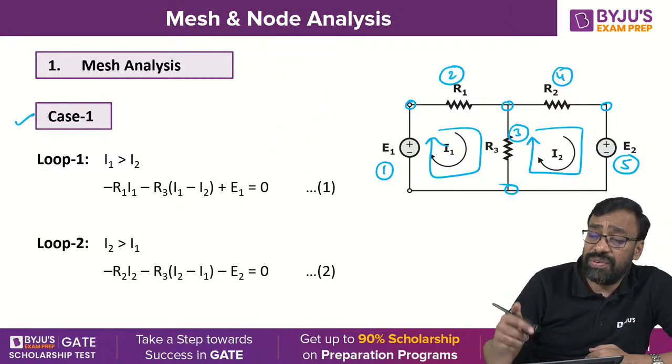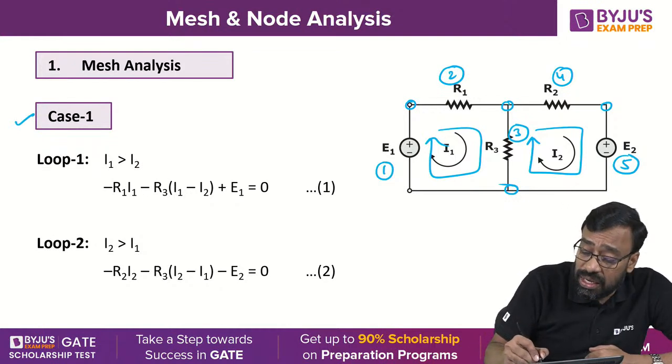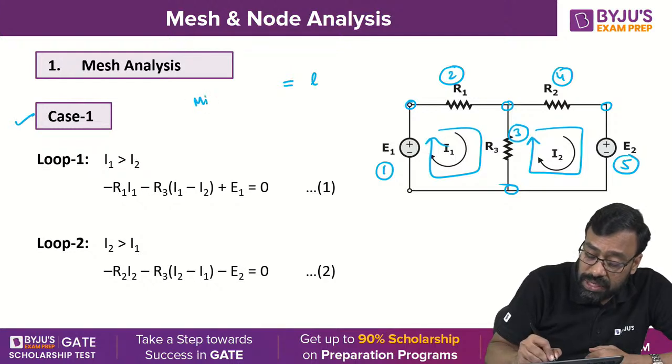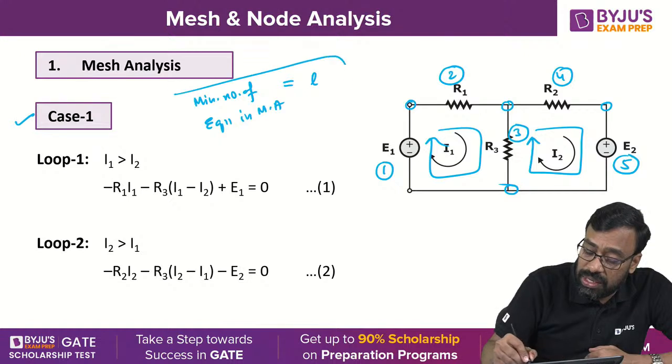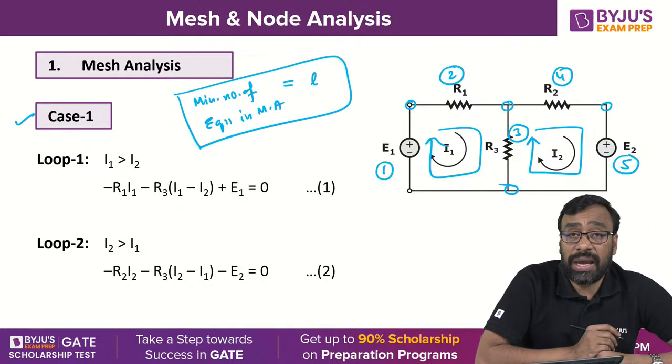The minimum number of equations required to solve the given network using mesh analysis is equal to the number of fundamental loops. Minimum number of equations required in mesh analysis is equal to what? The number of fundamental loops. All of you understand this, okay?